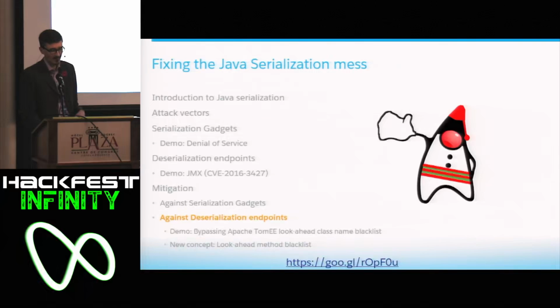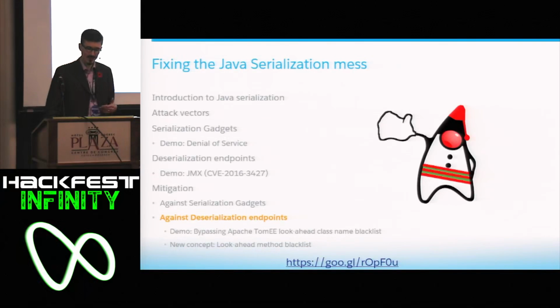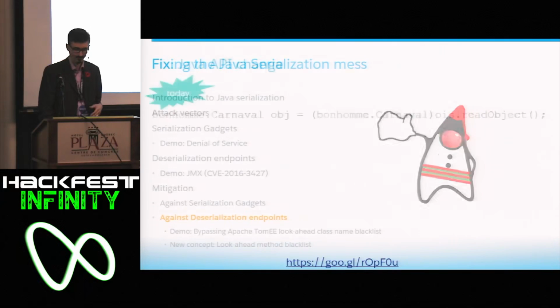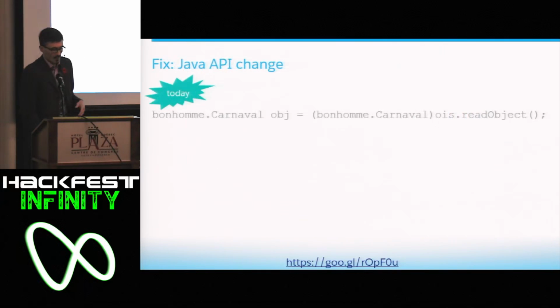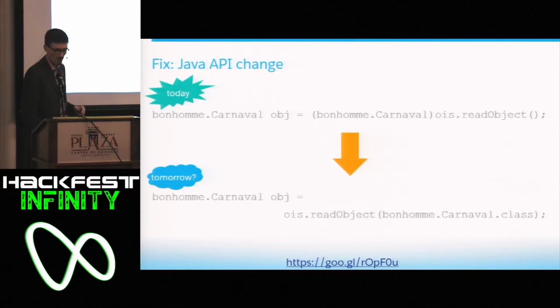So that's the easier part. Now, how do we mitigate against endpoints? So obviously the best fix will be to change the API, right? Because right now we have this, if you remember: we call the read object, and then we cast it to what we are expecting. Wouldn't it be nice to have another method where we call the read object, but then we pass in what class we want, and then we don't even have to cast.